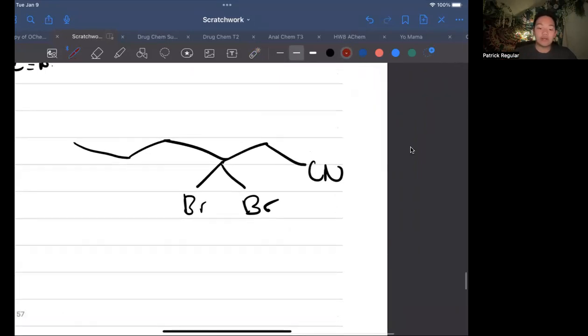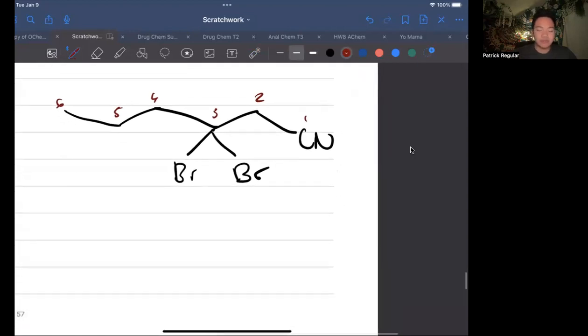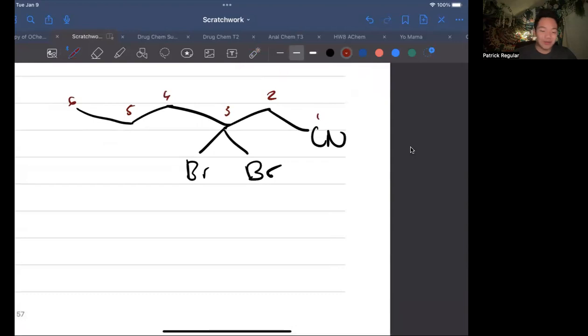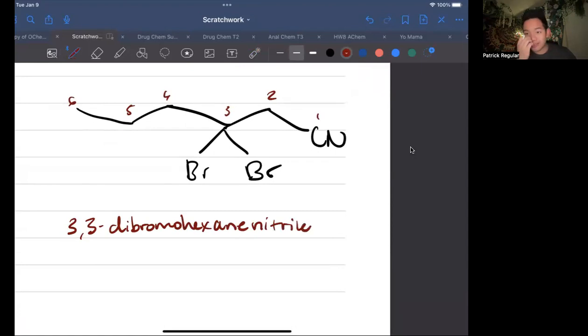So this one's a little bit easier. 1, 2, 3, 4, 5, 6, right? The geminal dibromo, and that first carbon in the nitrile is the priority carbon. So it's going to be 3,3-dibromohexane nitrile. All right, that should make sense.